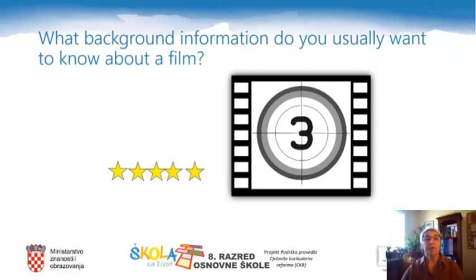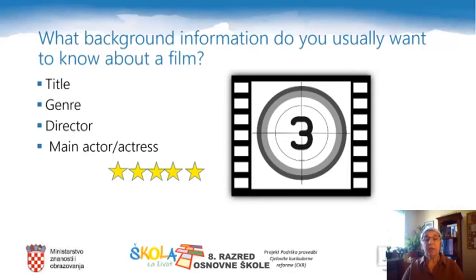I hope you have these words in your notebook. The title of the film, that's the kind of information you need about a film. The genre of the film. The name of the director. The name of the main actor or the main actress. And the star rating for the film.